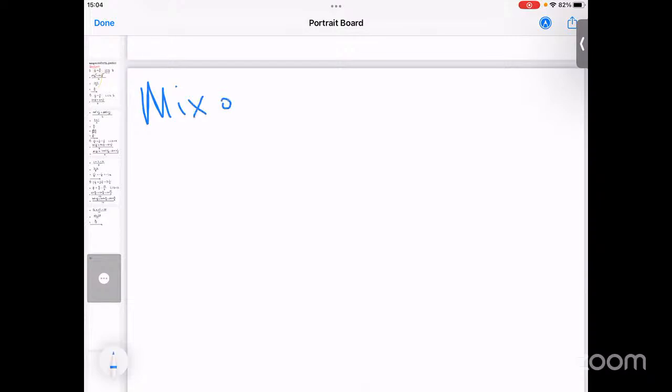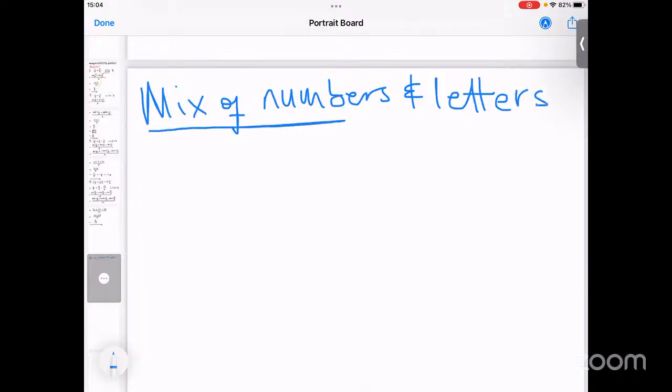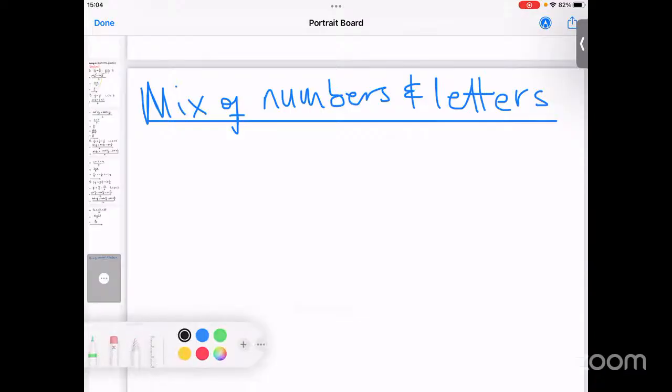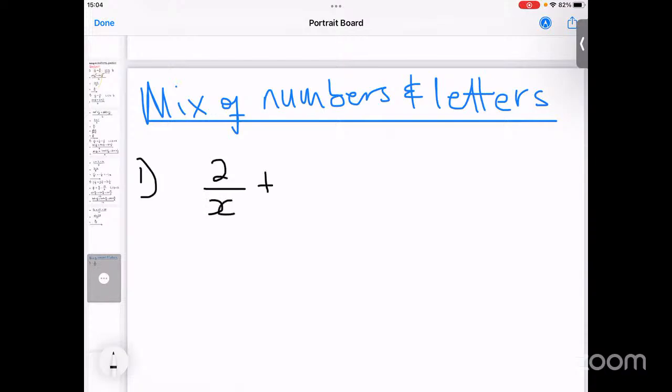Yes, let's just say a mix of the numbers and the letters, so that at least you will have a better understanding of how the fractions work, where now you've got the numbers only, or in some instances you have a mix of the numbers and the letters. So maybe let's start with something like 2 over x, perhaps plus 1 over 3.